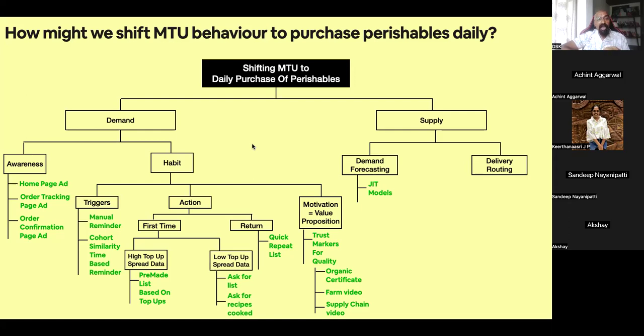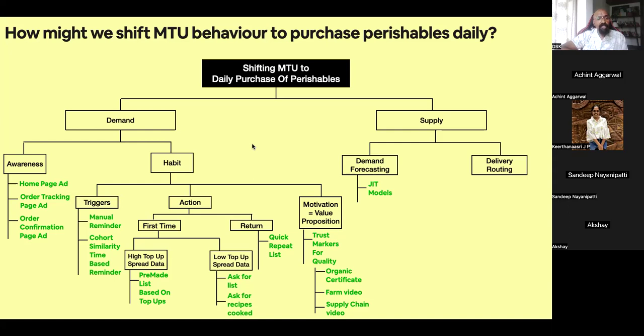The second large thing that I need to solve for is habit formation. In awareness, there are a wide variety of capabilities I already have or I may need to build. So I could do homepage ads, I could do order tracking page ads, I can do order confirmation page ads, etc. And any other real estate that I think could be used effectively to solve for awareness.